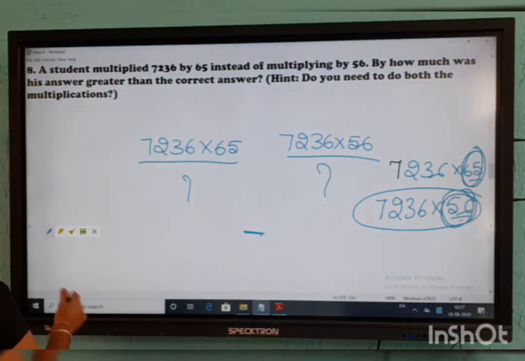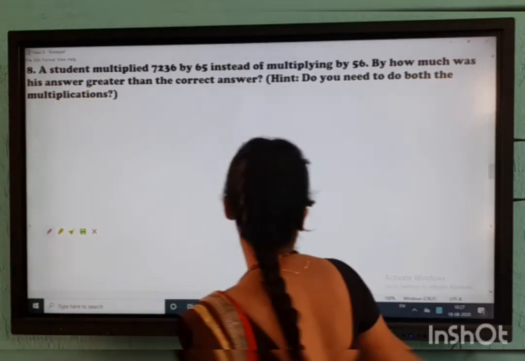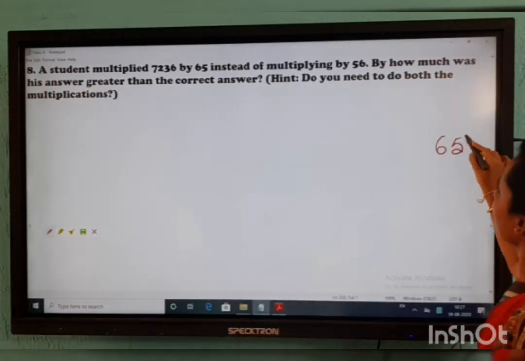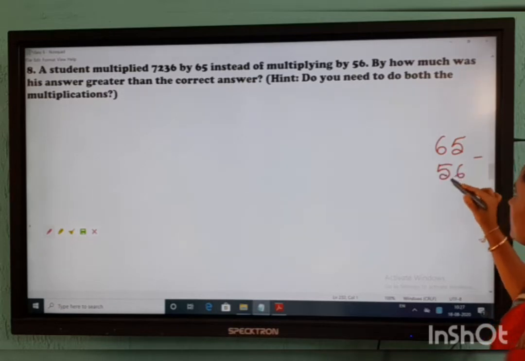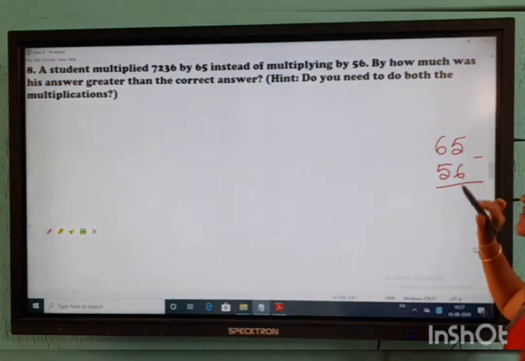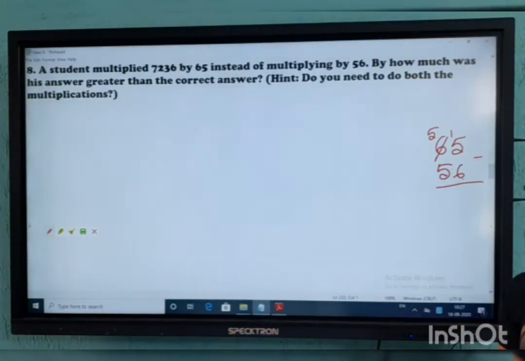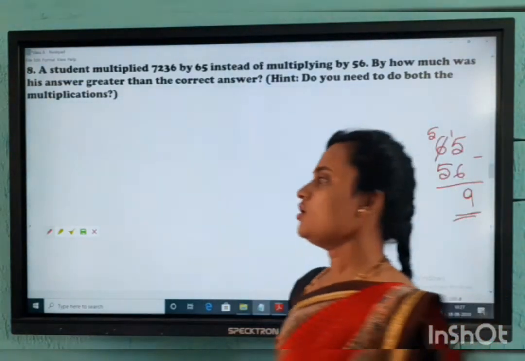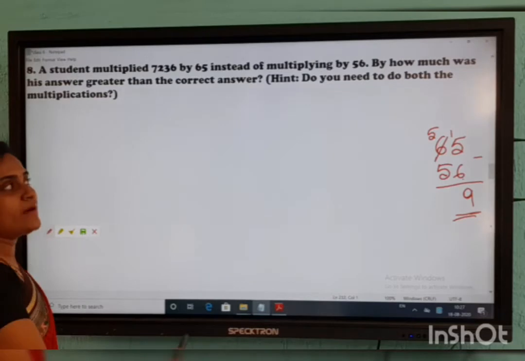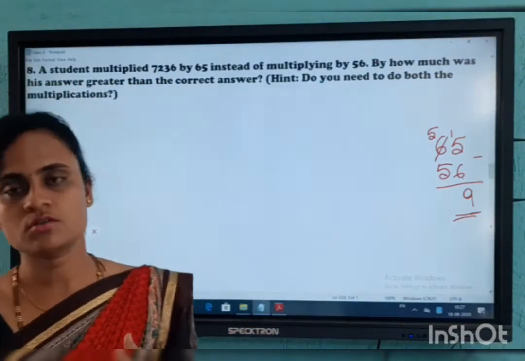Okay, children? Just a simple thing is, see here, now 65 is there. 65 minus 56. Subtract 56 from 65, children. Can I subtract 6 from 5? No. So I will take the carry, that is borrowing from the previous number. 15 minus 6 is 9. So you got 9. So now you will multiply this number by that 9. You will get the answer by which she has got the greater answer.